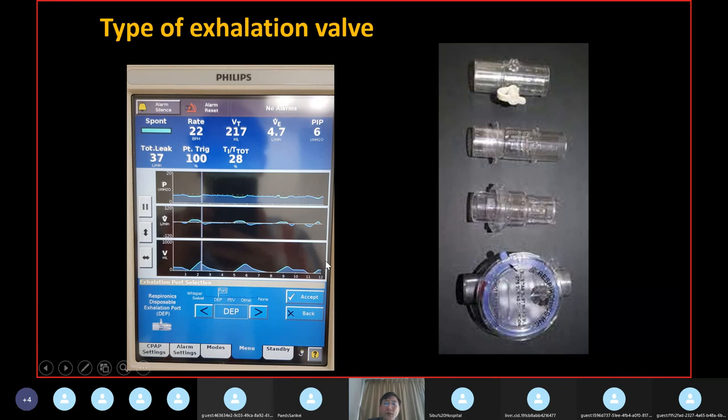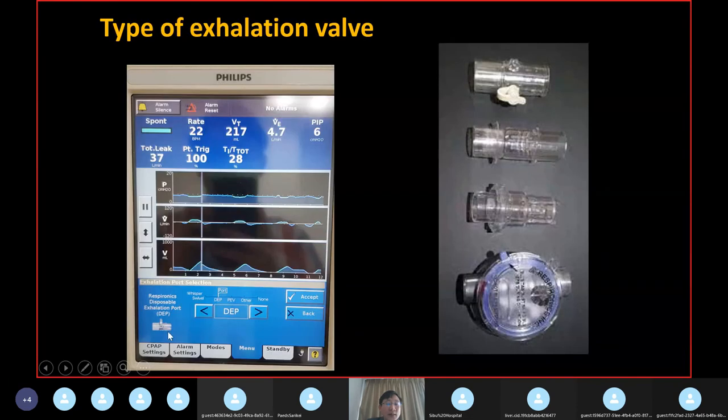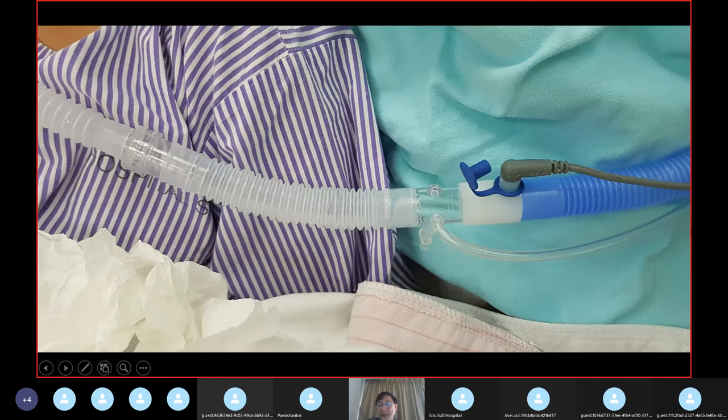So this is what we mean by our port. This is the Respironics disposable exhalation port. This is one of the very important things that we recycle, because sometimes we want to cut costs. We can wash it, because this is very important for measuring pressure. Remember just now we talked about the pressure monitor. This is the thing that we need to put in the machine to measure the pressure.